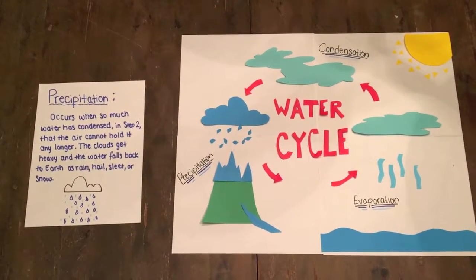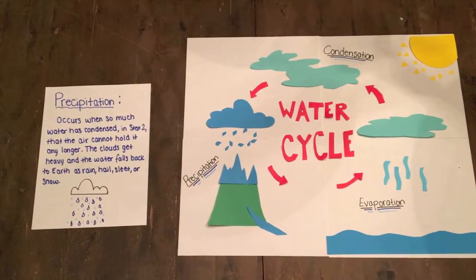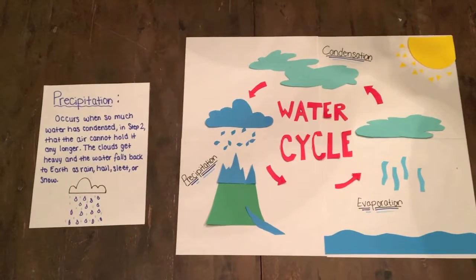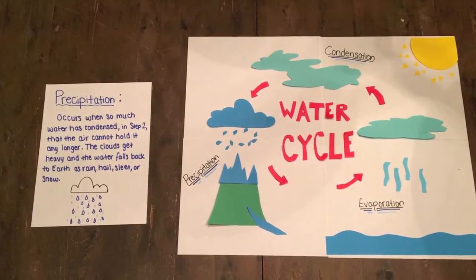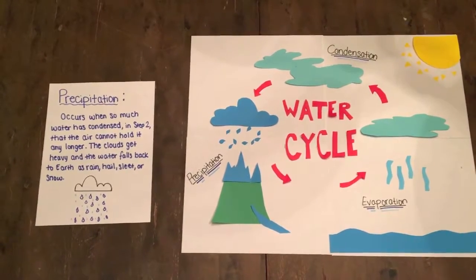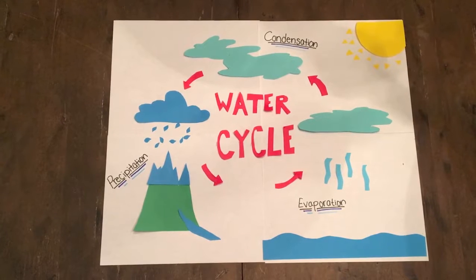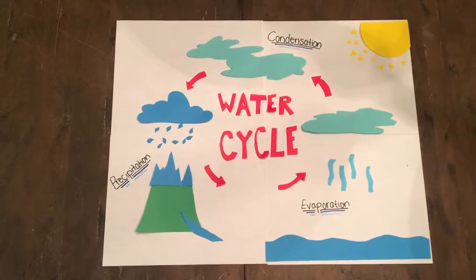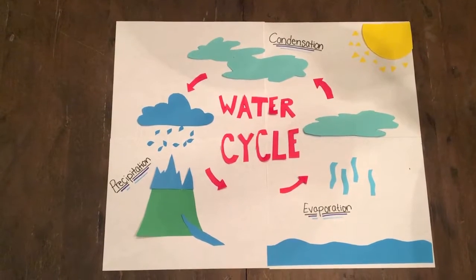Precipitation occurs when so much water has condensed from step 2 that the air cannot hold it any longer. The clouds get way too heavy and the water falls back to Earth as rain, hail, sleet, or even snow. Heavy clouds let go of the water in the precipitation step of the water cycle. The cycle then begins itself again.